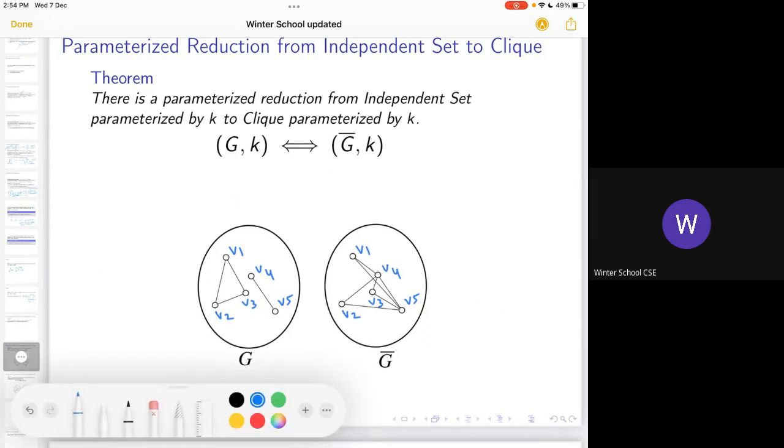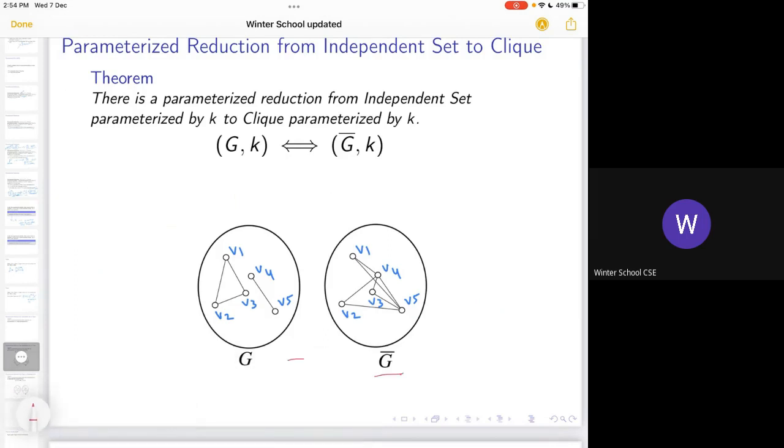Whatever edges are present in the graph G, we remove them, and whatever edges are not present in the graph G, we add them to our complement graph. For an example, you can see here that G complement is satisfying that property. Is the construction clear? And k goes to k. The parameter is k. So let's see, are we satisfying all the properties of our parameterized reduction?